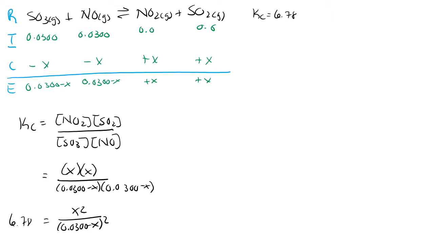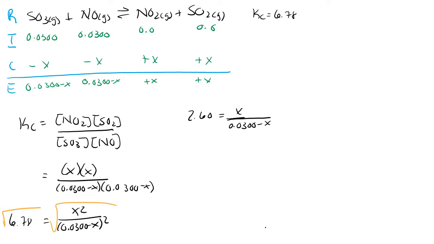So now you have to go through and solve this algebraically, right? The first thing we are going to do is take the square root of everything to get rid of the squares on your equilibrium expression. When you do that, you are going to get 2.60 equals x over 0.0300 minus x. That just makes it a little bit easier. It may not always happen that way, so you have to make sure you're following through with your algebra.